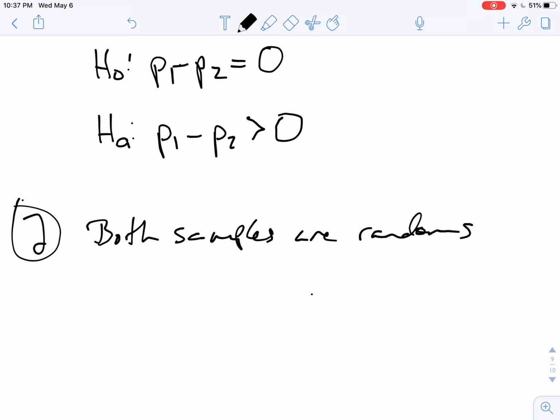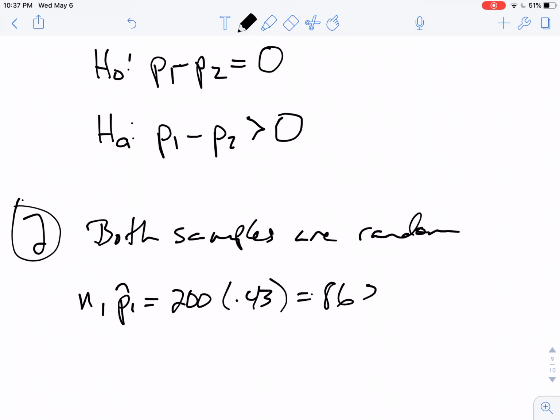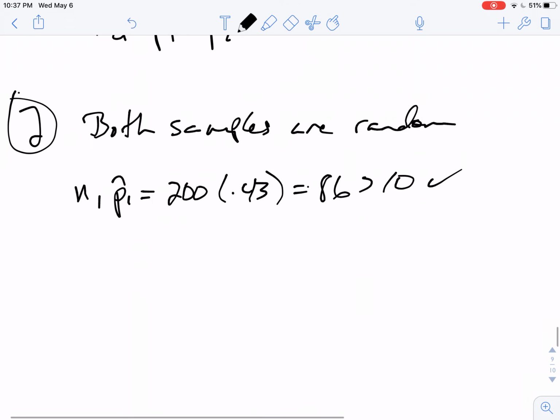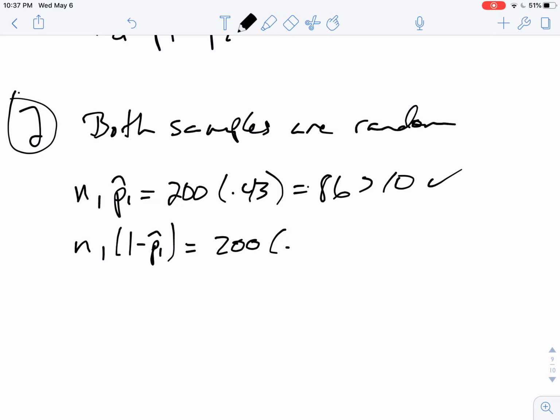So both samples are random. Then I'm going to calculate my numbers. So N1 times P hat 1, 200 times 0.43, that is 86, that is greater than 10. I'm going to do N1 times 1 minus P hat 1, that's 200 times 0.25, which is 50, that is greater than 10. Then I'm going to do the same thing for the second sample.